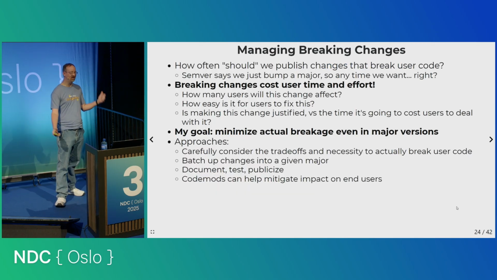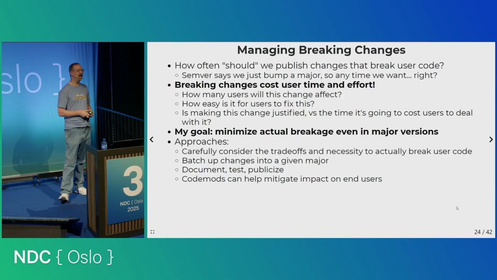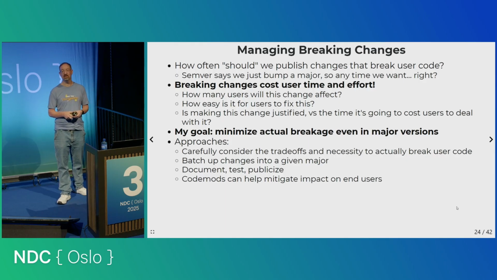So how do we manage breaking changes? How often should we publish changes that actually break user code? According to semantic versioning, if you publish a breaking change, you're supposed to bump the major version, so I can do that as often as I want, right? In practice, a breaking change is going to cost our users time and effort, and sometimes that's justified.